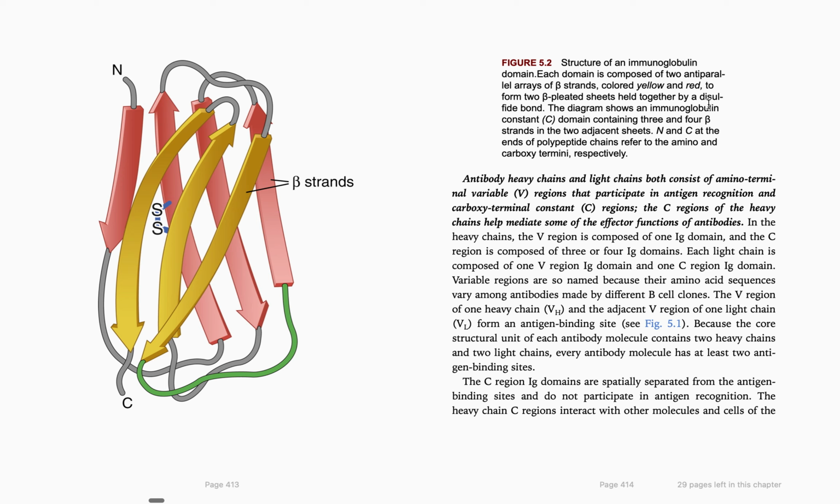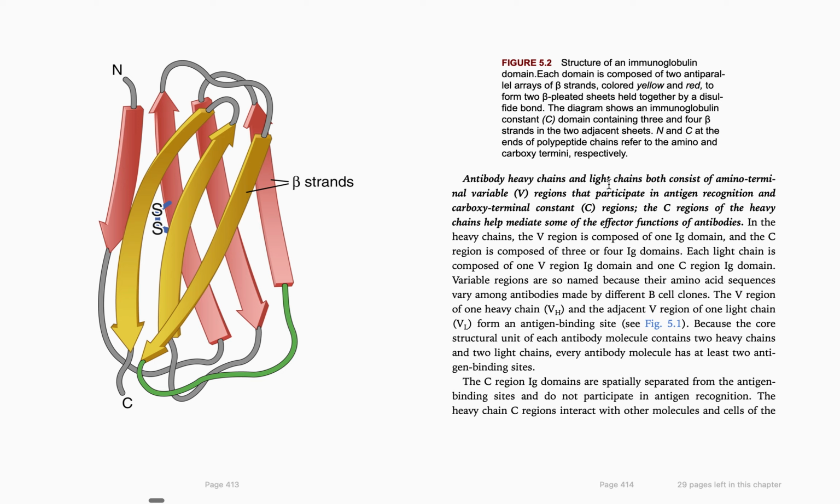The diagram shows an immunoglobulin constant C region domain containing 3 and 4 beta strands in the two adjacent sheets. N and C at the end of the polypeptide chain refer to amino and carboxyl terminal respectively. Therefore, this is amino, and there is C, carboxyl terminal.